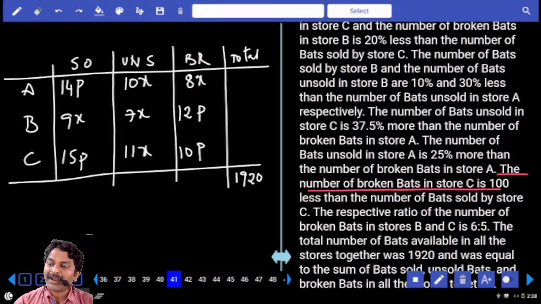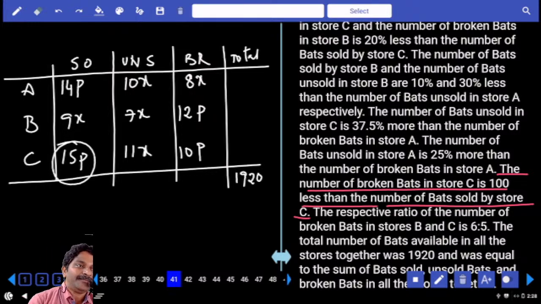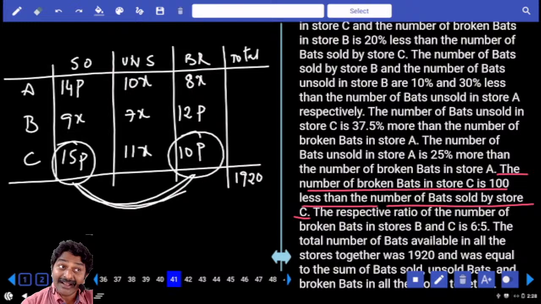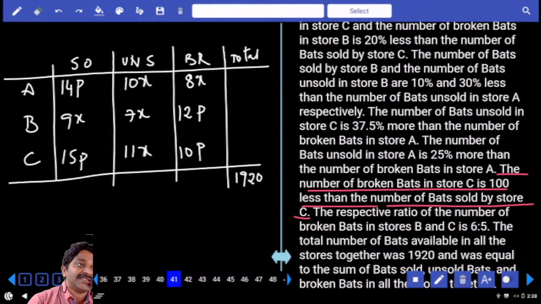The number of broken bats in store C. Broken in store C, how many parts? 10 parts, is 100 less than number of bats sold by store C. How many are sold in store C? 15x, and broken are 5x. Difference? 5x, which is 100. 5x is 100, then x is... 5 parts is 100, then 1 part?